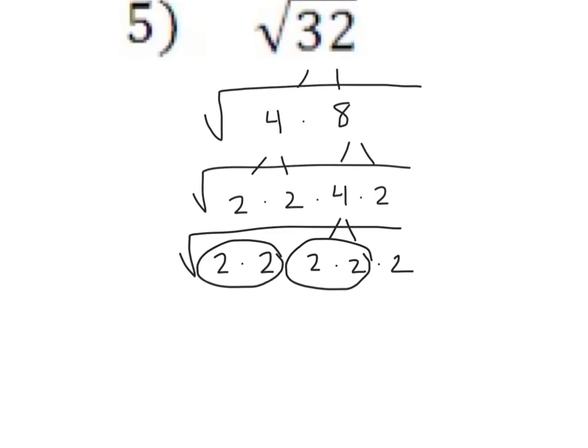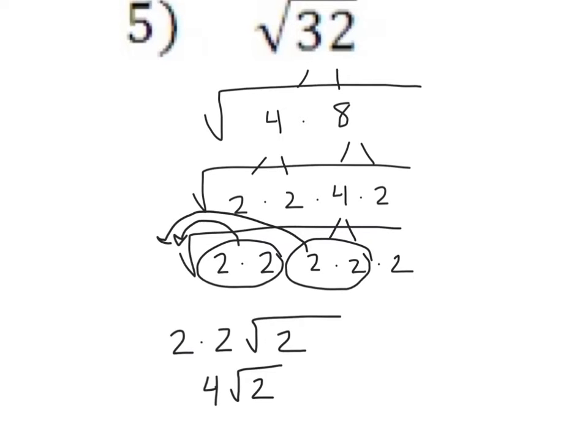So we have one pair of 2's that we can take out, make it 2, and then we can take this one out too. So we have 2 times 2 in front of the square root. And what are we left with inside the square root? 2. Can you make it 4? Yep. What's 2 times 2? 4. So we have 4 square root 2.